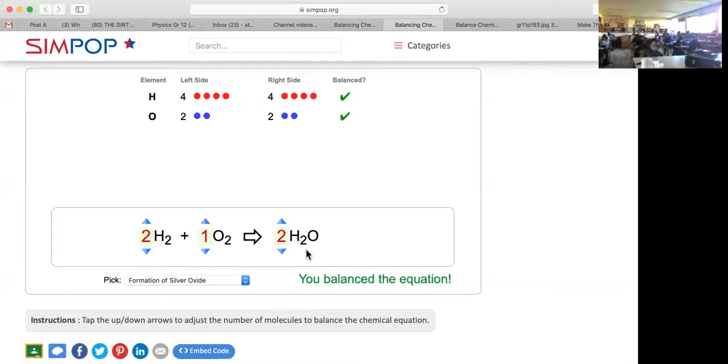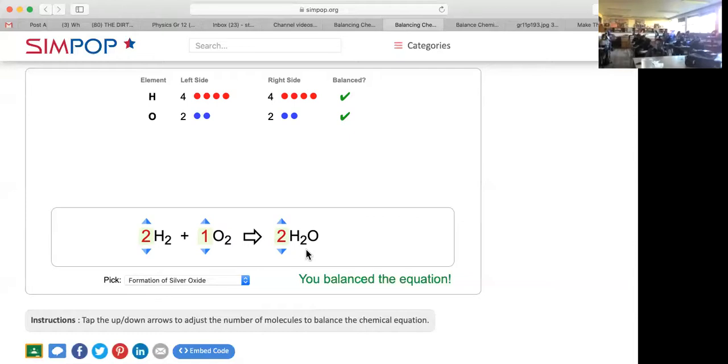Okay, so we got hydrogen combines with oxygen to form H2O. So what's the first thing I've got to know? I've got to know that's diatomic, that's diatomic, and the formula for that is H2O. That's the first thing that I've got to know if I'm going to do stoichiometry. I've got to know hydrogen gas is diatomic, oxygen gas is diatomic, and the formula for water is H2O.